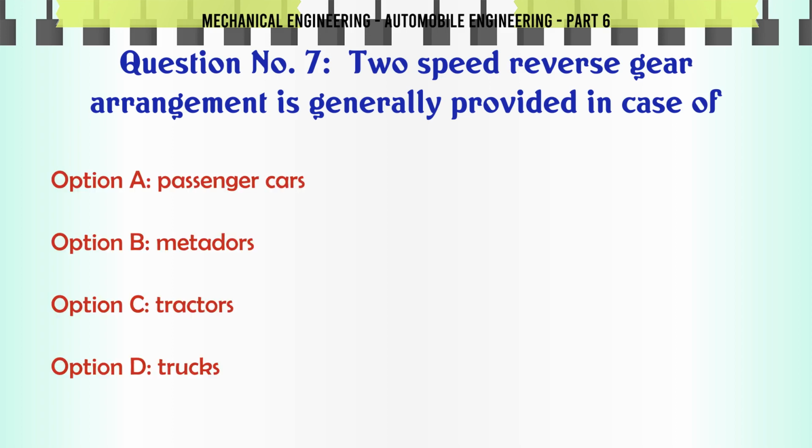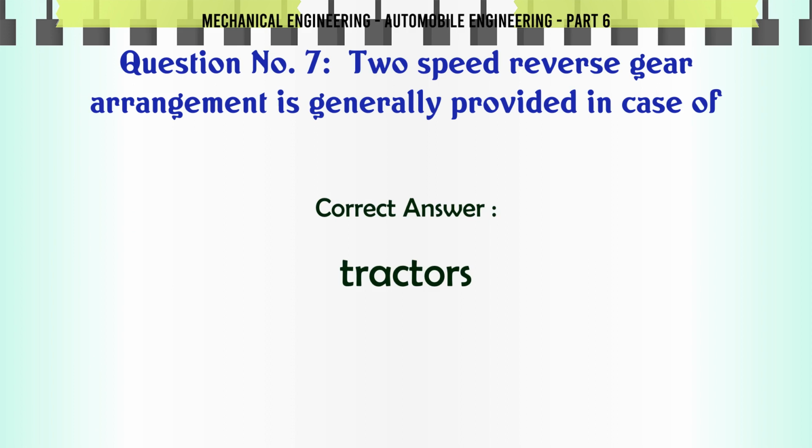Two-speed reverse gear arrangement is generally provided in case of: A. passenger cars, B. matadors, C. tractors, D. trucks. The correct answer is tractors.